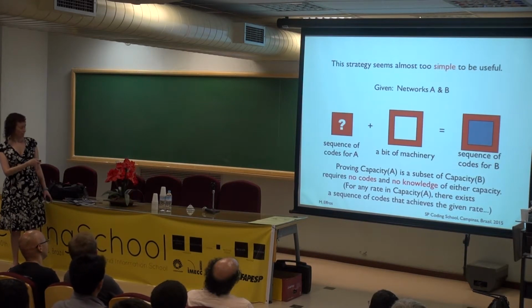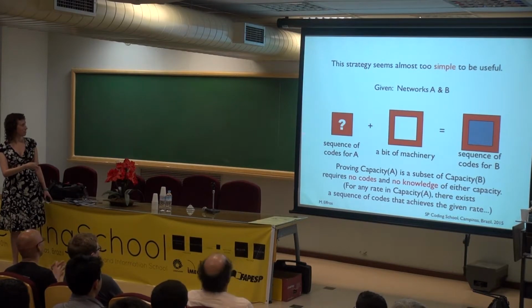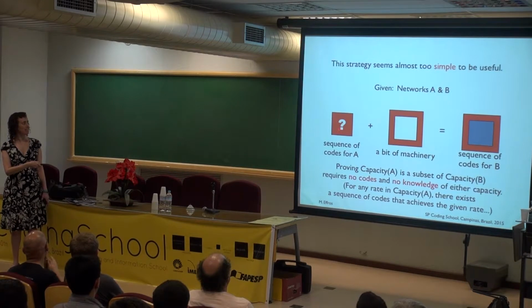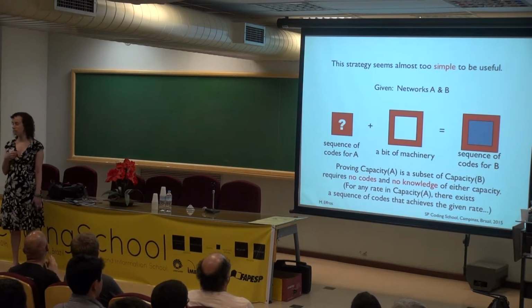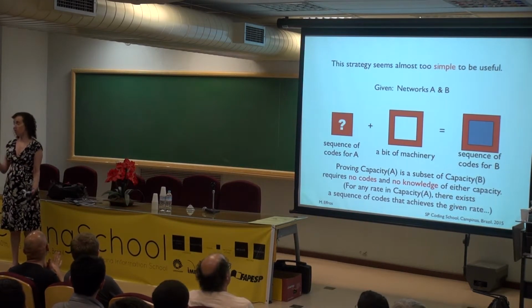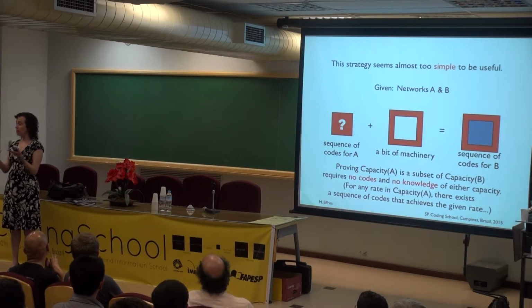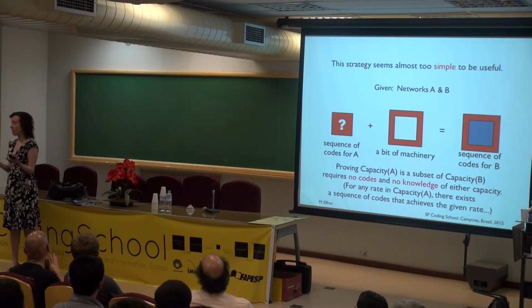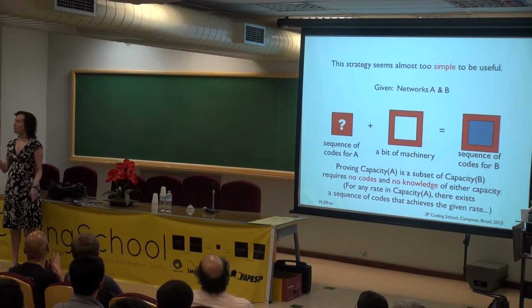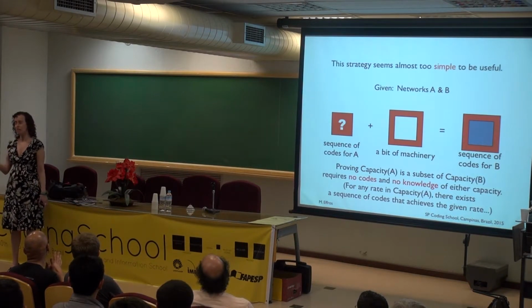That gives me a network A that might be the network with delays, and a network B that might be the network without delays, or vice versa. And you can compare these two capacities to each other, even if you can't solve either of them, and give a definitive answer to the question, does delay affect capacity?